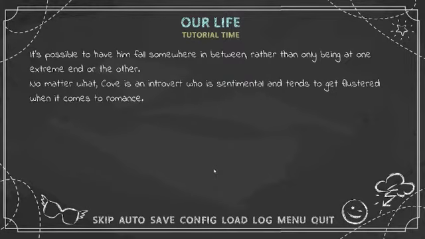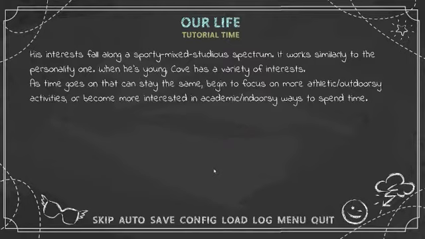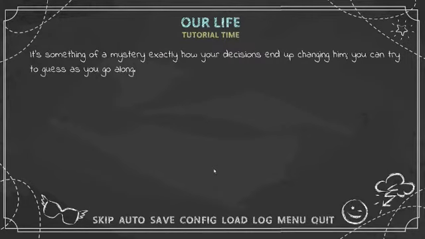No matter what, Cove is an introvert who is sentimental and tends to get flustered when it comes to romance. His interests fall along the sporty, mixed, studious spectrum, but work similarly to his personality one. When he's young, Cove has a variety of interests. As time goes on, that can stay the same, begin to focus on more athletic, outdoorsy activities, or become more interested in academic, indoorsy ways to spend time. It's something of a mystery exactly how your decisions end up changing him. You can try to guess as you go along.